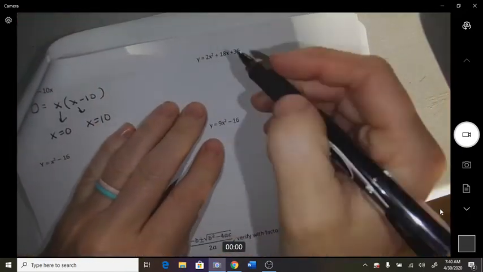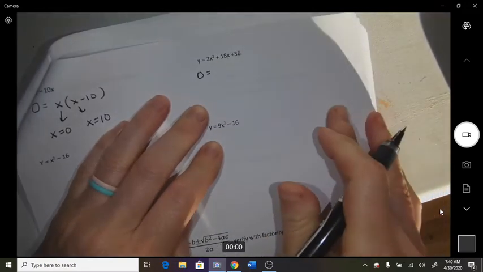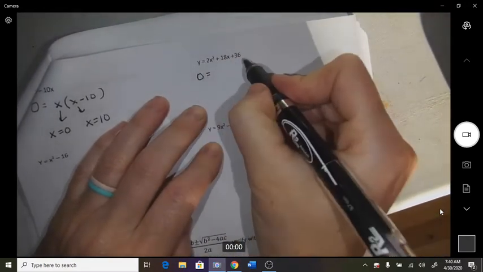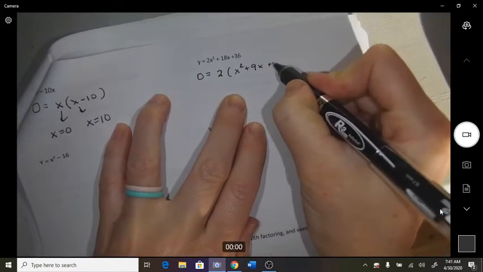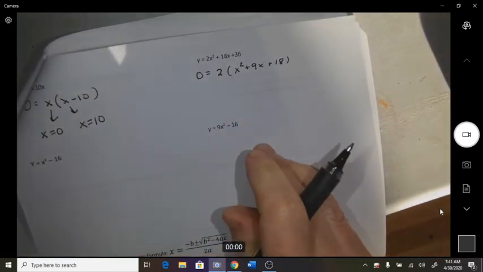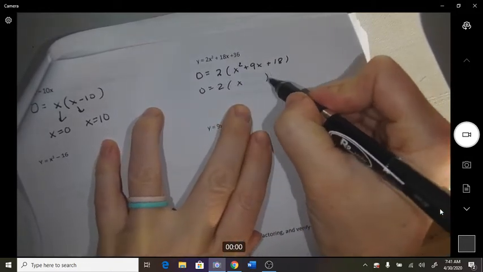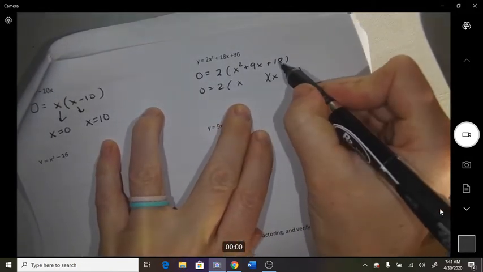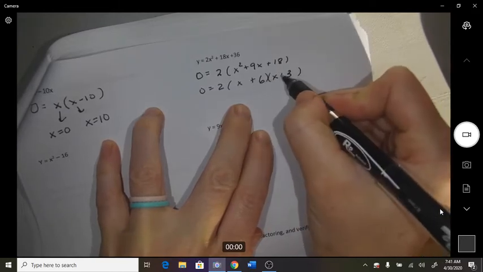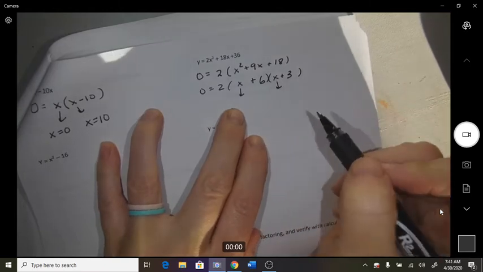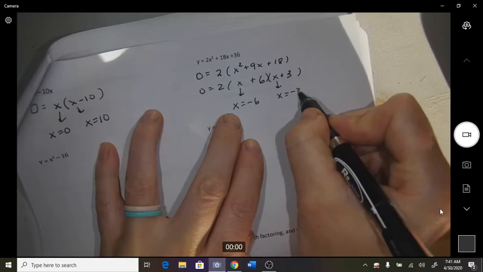Okay, next one. So y is going to be 0. And out of all those terms, do they have something in common? Yes, they could all be divided by 2. So I'm going to take out 2. Now this trinomial is a simple trinomial. So I'm going to go (x)(x), what multiplies to 18 and adds to 9? 6 and 3. So now I look at my x and say what should it be to make 0? Negative 6 and negative 3.